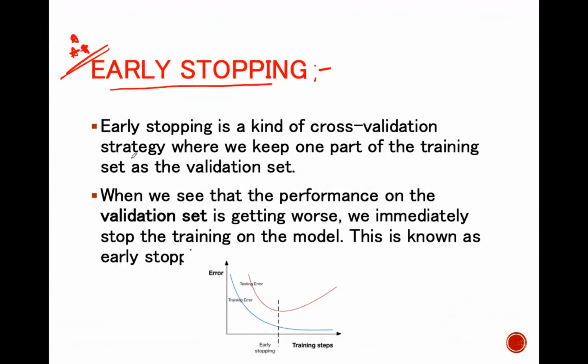So now you see, early stopping is a kind of cross-validation strategy where we keep one part of the training set as a validation set. When we see that performance on the validation set is getting worse, we immediately stop training the model. This is known as early stopping.